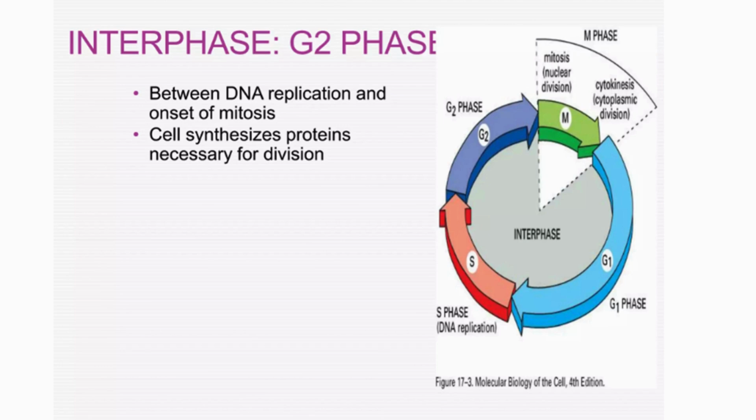The cell continues to grow and synthesize the proteins and organelles needed for division, such as the components of the mitotic spindle. The cell checks the duplicated chromosomes for any errors and makes any necessary repairs. Upon successful completion of the G2 phase, the cell is fully prepared and committed to enter the M phase. The picture shows the M phase, which is the mitosis phase.